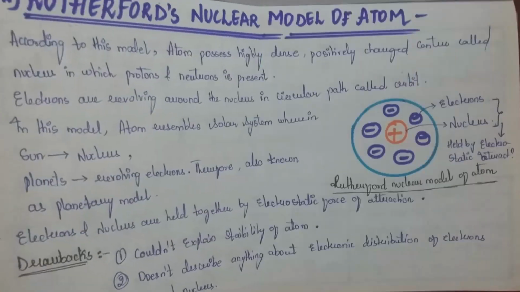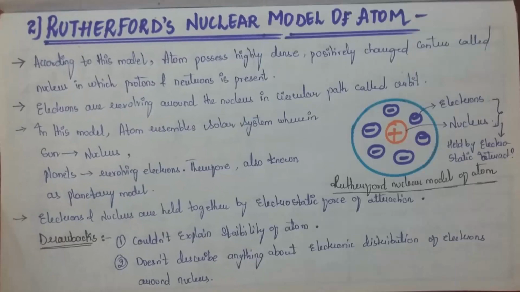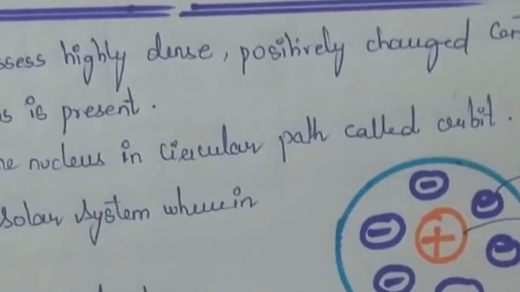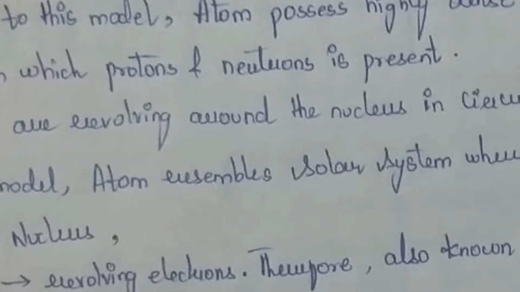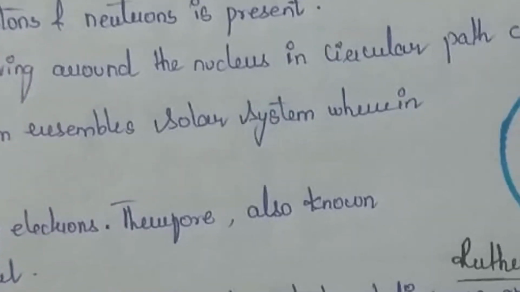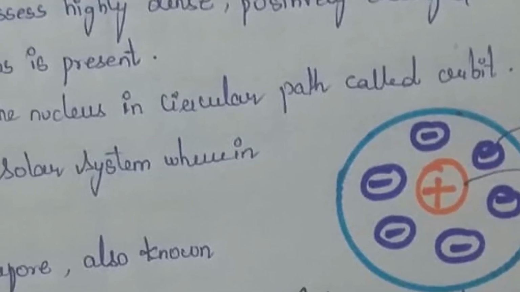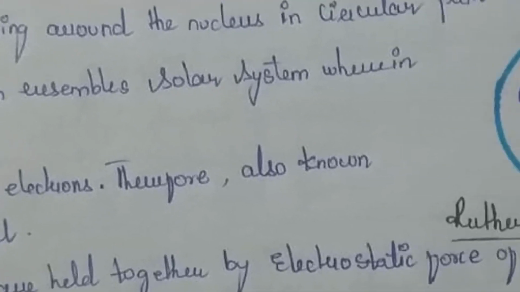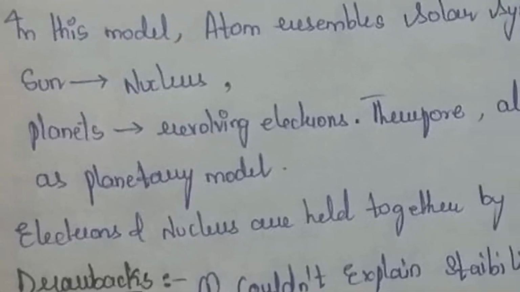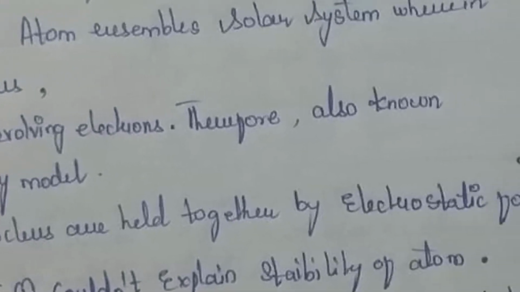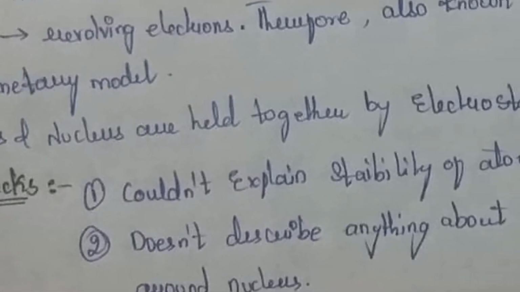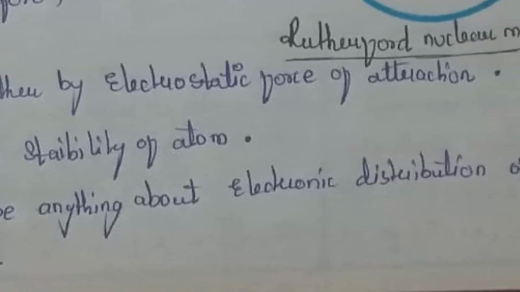Moving to the second atomic model, that is Rutherford's nuclear model of atom. According to this model, atom possesses a highly dense positively charged center called nucleus, in which protons and neutrons are present, and electrons are revolving around the nucleus in circular paths called orbits. In this model, atom resembles the solar system, wherein nucleus plays the role of sun and revolving electrons that of planets. Therefore, this model is also known as planetary model. Electrons and nucleus are held together by electrostatic force of attraction.